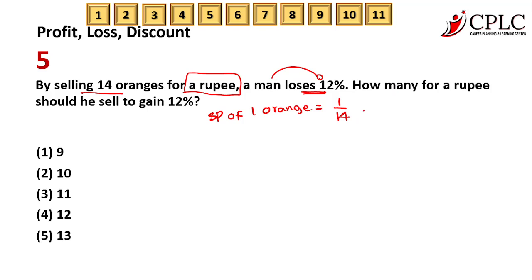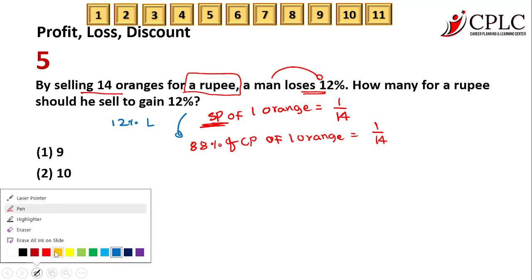So assuming that the original capital was 100%, because he's losing 12%, can I say it now becomes 88% of cost price? Instead of selling price, we can say it is 88% of the cost price of one orange. That number is still the same, which is 1 by 14. And why this 88 percentage? Because he lost 12%. Hence, assuming 100% is the cost price.